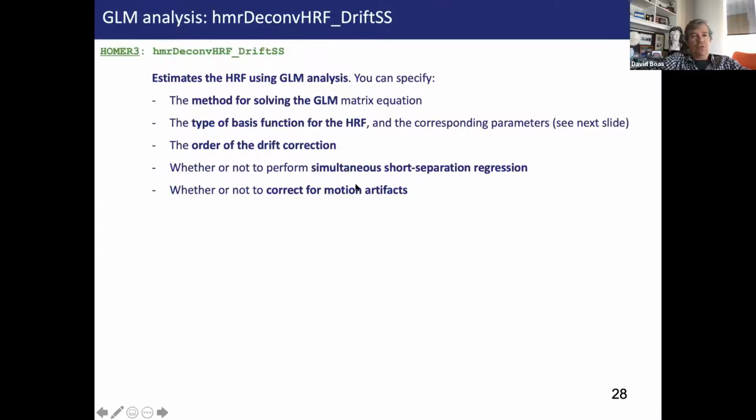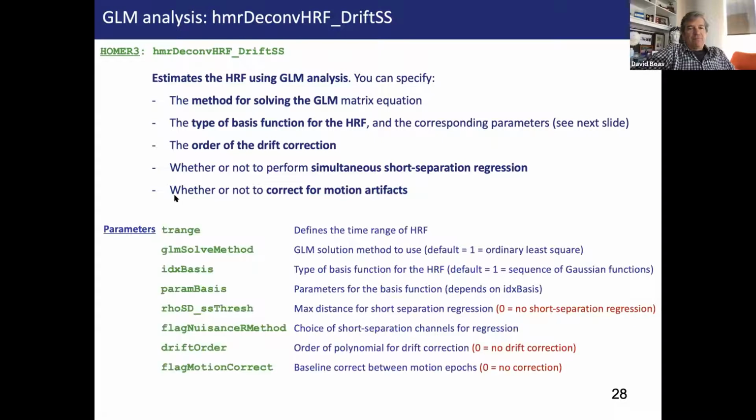Okay. So again, in Homer, it's called hmrR_GLM now. This is the old name. There are many parameters that we'll go over in the demo. We need to define the time range of the HRF. This is exactly the same as what we did in the block average. Yesterday we were going from -2 to 20 seconds, I believe. So you do the same thing with the GLM.